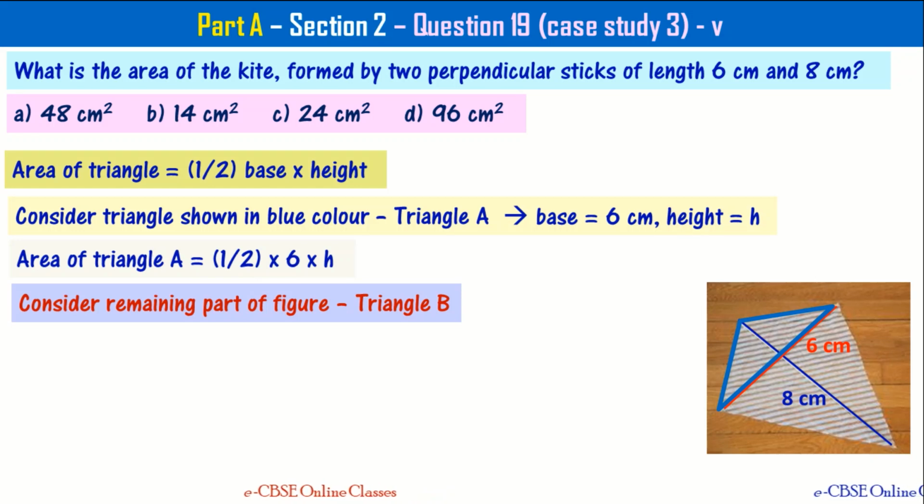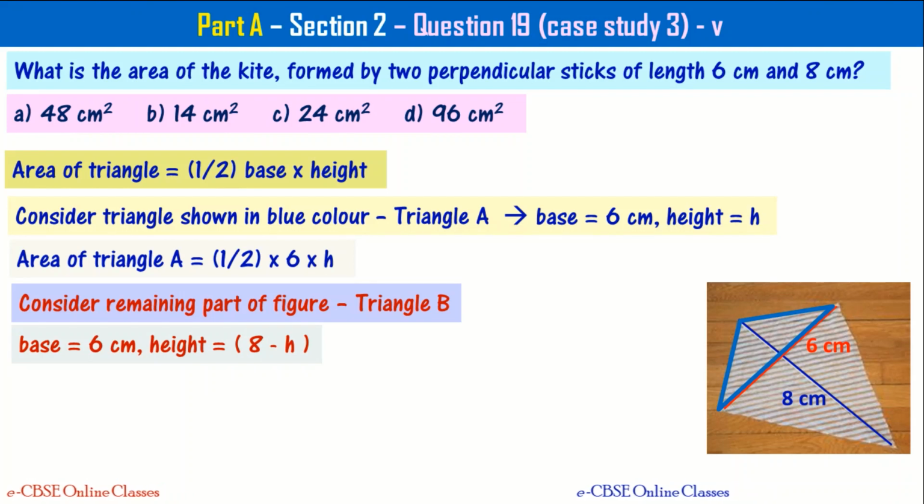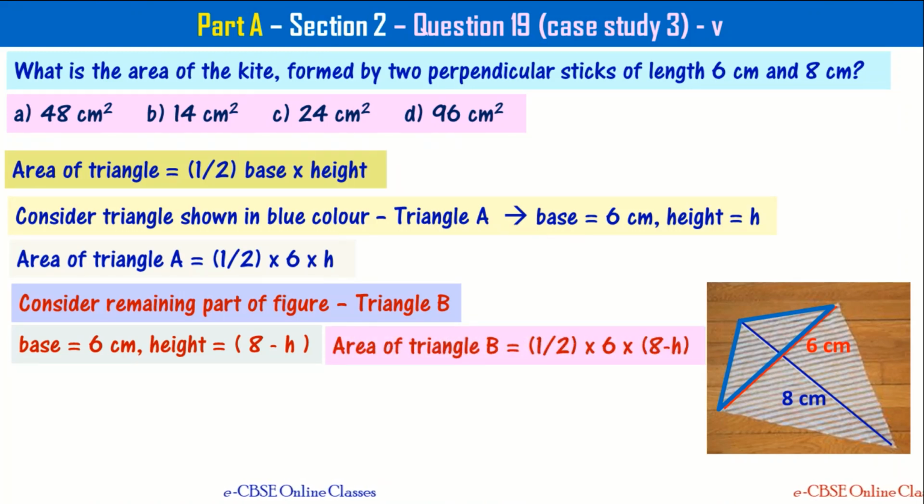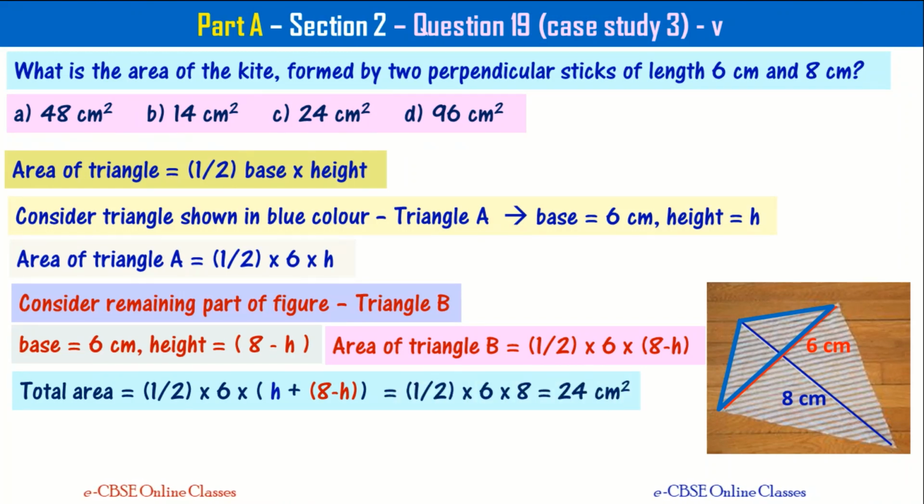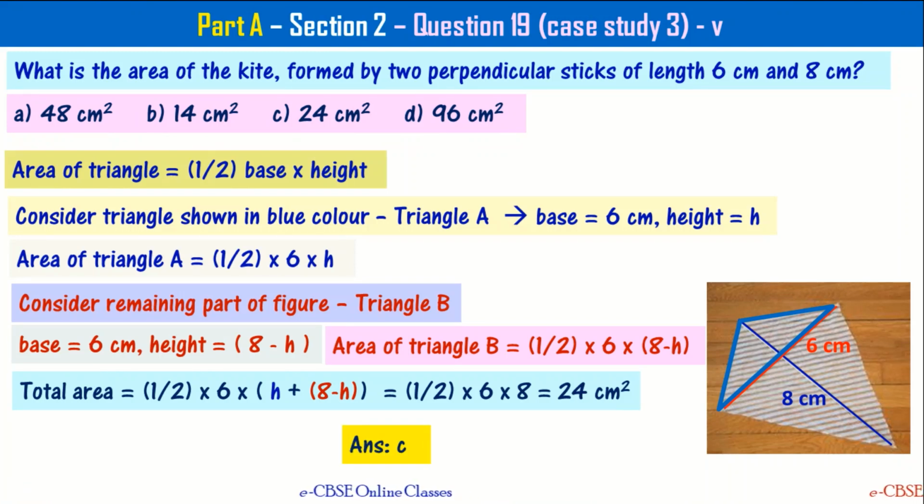Now let's consider the remaining part of the figure, that is triangle B, the lower part of the kite. Its base is known, 6 centimeters, height is going to be 8 minus H, right? So let's take the area of triangle B, that is half times 6 times 8 minus H. So total area of the kite is going to be the sum of these two triangle areas, right? When you simplify this, what you get is total area equal to half times 6 times 8, that is 24 centimeters square. So answer is choice C.